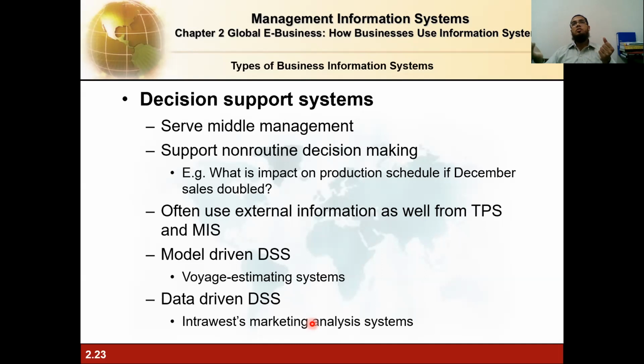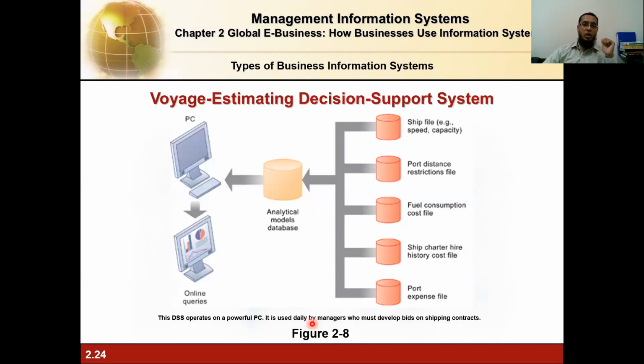For example, the trends of people who are traveling to Istanbul. The companies over there, based on that data, will decide which kind of hotel is best suited for this market segment, and how they should manage their facilities, etc. Then this is the example of the voyage estimation decision support system, where they have a ship file, the speed and capacity of the ship, and the fuel capacity, etc.